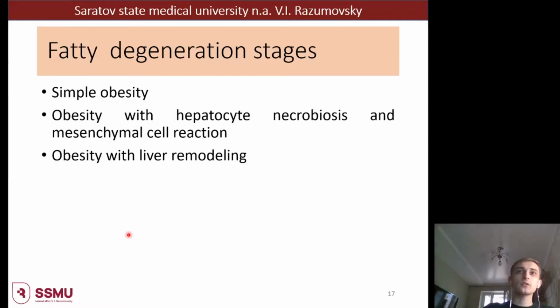Adiposity with hepatocyte necrobiosis and mesenchymal cell reaction. So we can see a huge accumulation of lipids here and development of necrobiosis and necrotic process in the surrounding tissues. And in the outcome of this stage, we can see remodeling of the liver, which is associated with formation of connective tissue, and sometimes it may lead to cirrhosis of the liver, and this disease will have a lot of complications.